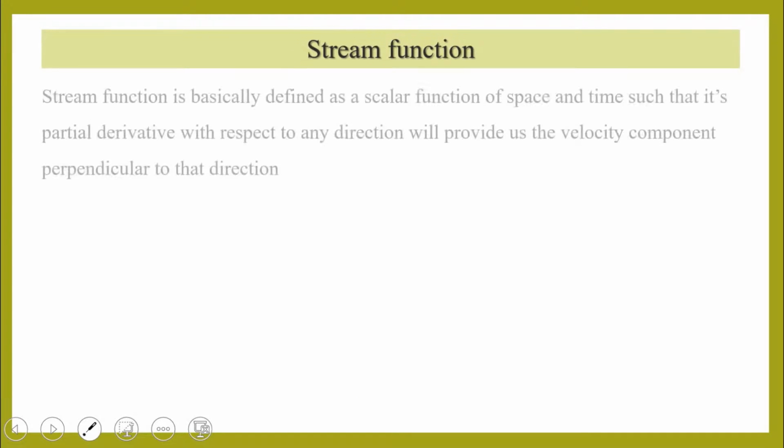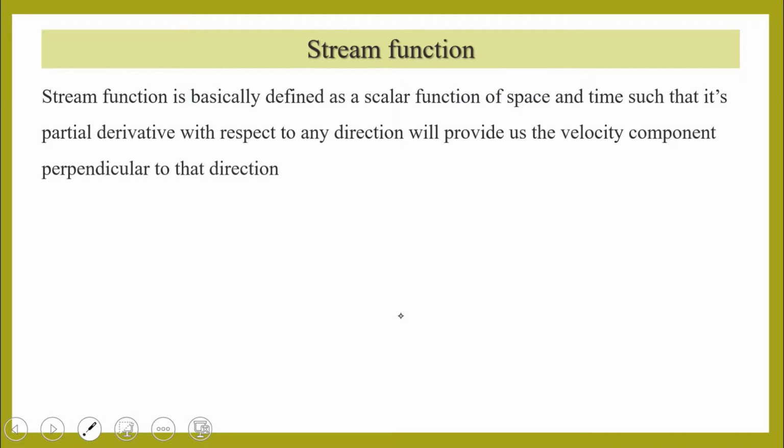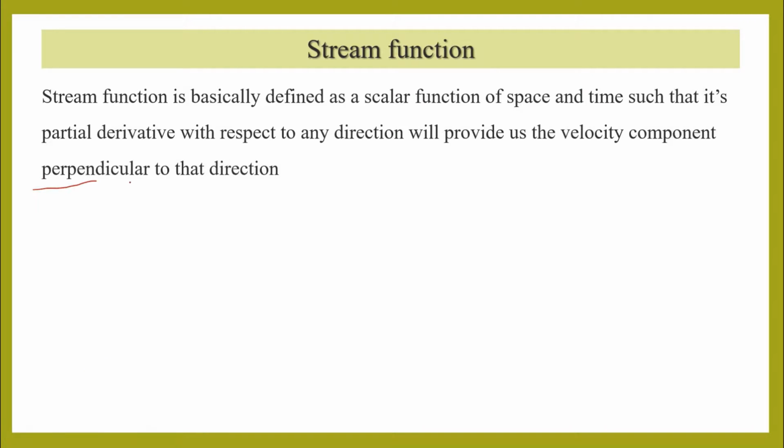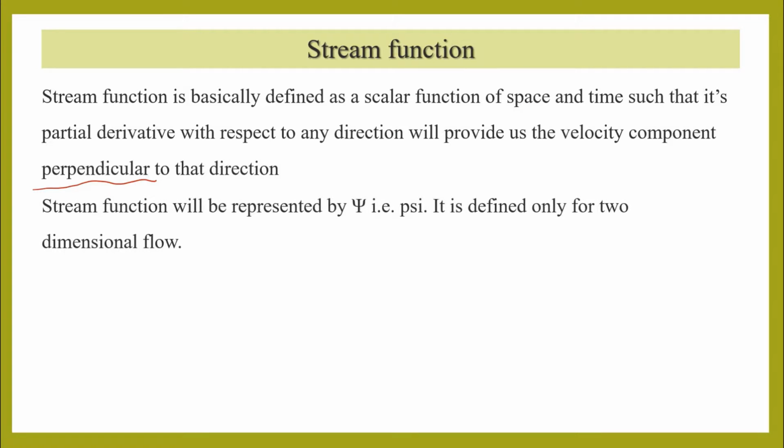Now moving to stream function. Stream function is defined as a scalar function of space and time such that its partial derivative with respect to any direction will provide us the velocity component perpendicular to the direction. So the velocity component perpendicular to the direction will be given by stream function, and it is indicated by psi, and it's only defined for two-dimensional flow. So dou psi by dou x is v and dou psi by dou y is minus u.